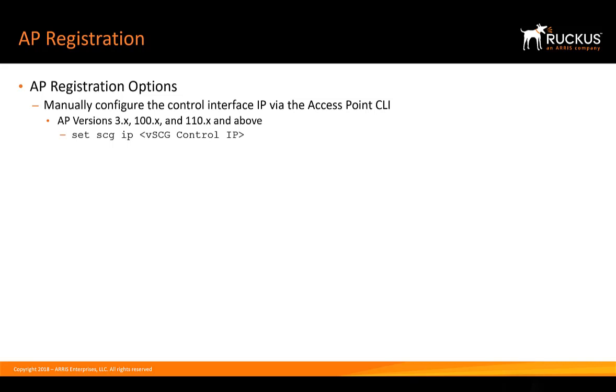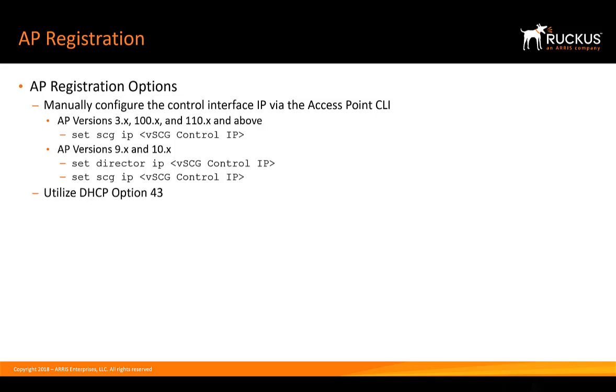And doing this, we need to note that access point versions 3.x, 100.x, and 110.x and above require one command, set SCG IP, and then the control IP address. In access point versions 9.x and 10.x, two commands are required, set director IP and also set SCG IP.